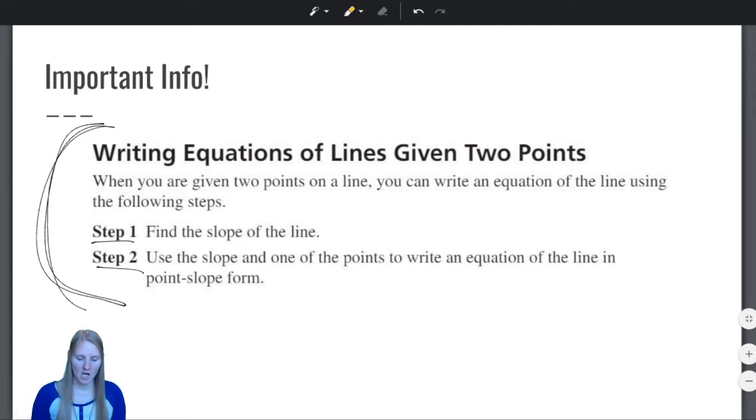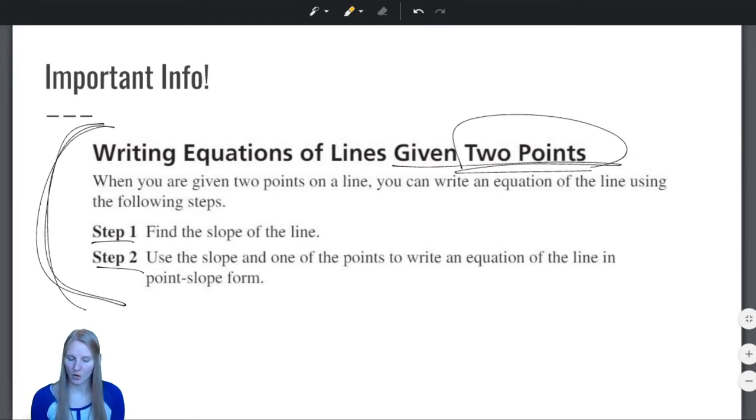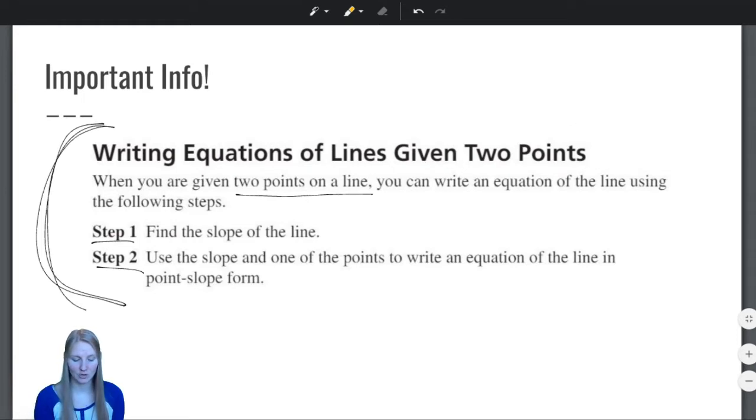So, writing equations of lines given 2 points. When you are given 2 points on a line, you can write an equation of the line using the following steps. So, step 1, find the slope of the line. M equals what?